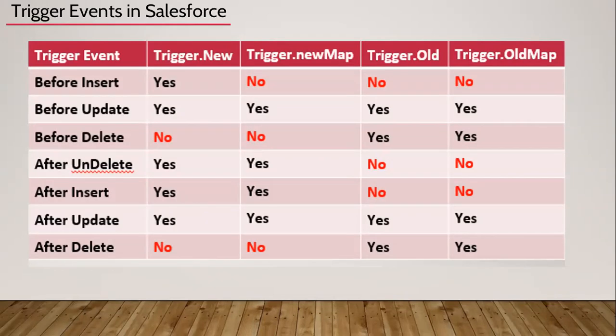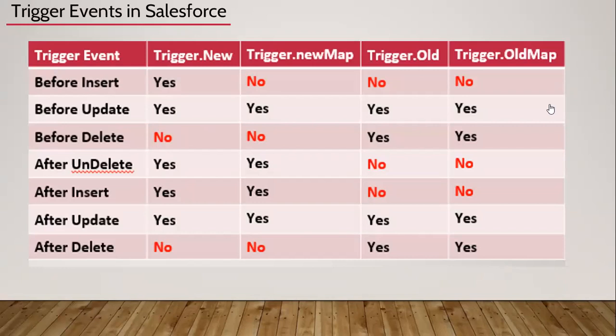And this is a table that is very helpful when you are writing triggers. It tells us when to use trigger.new or trigger.new map. Trigger.new is used when you are referring to present record information. And when you are referring to a situation where the record is updated, that is where you use trigger.old. So I'll take you through an example.